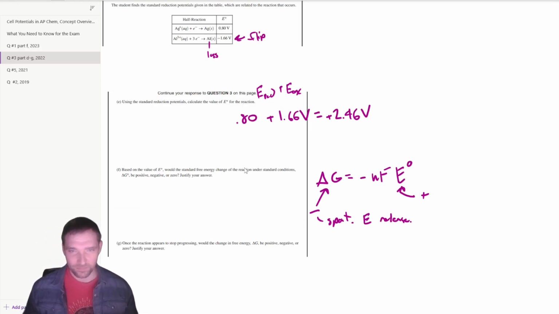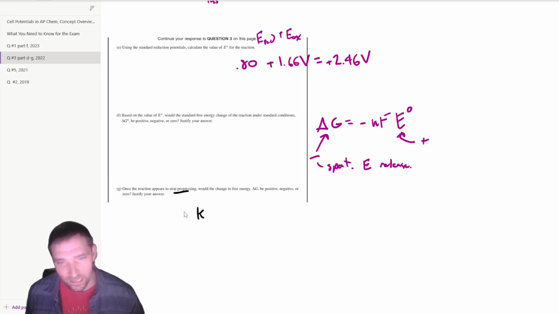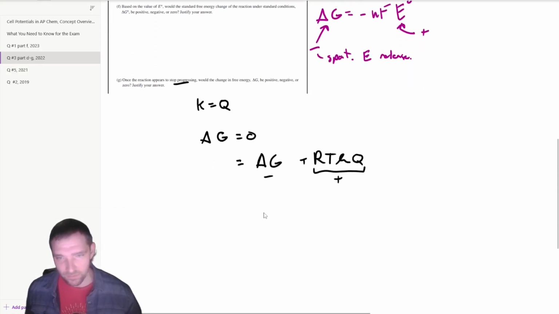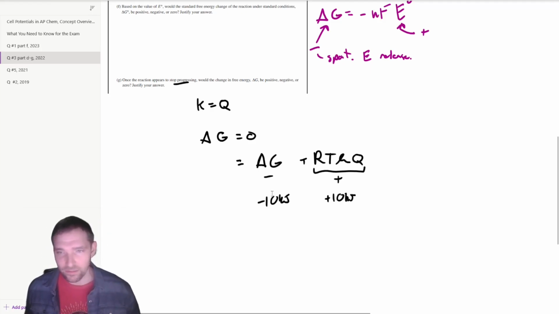You can also talk about it conceptually. But when the reaction stops proceeding, that means that K is equal to Q. And this is where the Gibbs free energy is 0. You might have the standard Gibbs free energy being negative, but now the Q component is canceling it out. So whatever this value was, maybe this was negative 10 kilojoules, this is a positive 10 kilojoules, and they would cancel out appropriately.